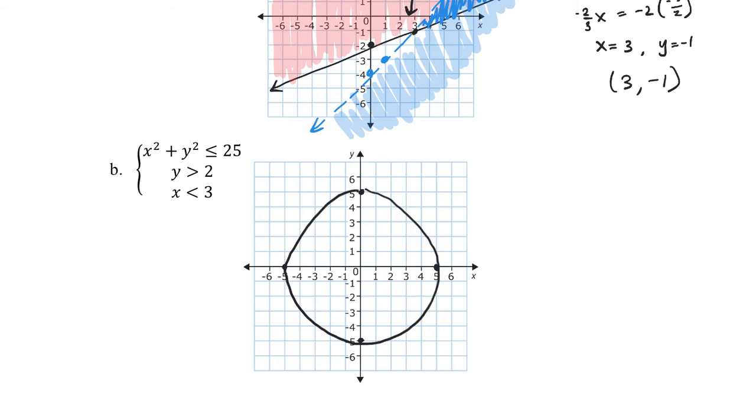Okay, not bad. Now, we've got to decide where to shade, so I'm going to use a test point of 0, 0. If I plug in a 0 for x and y, 0 plus 0 is less than or equal to 25. So the test point we chose satisfies the inequality, which means we need to shade the portion of the graph that includes the test point. So we're shading inside the circle.